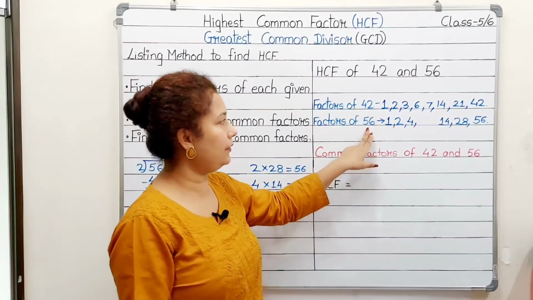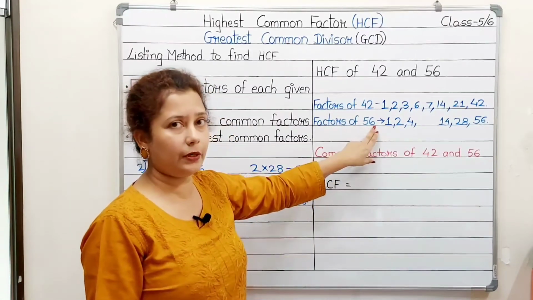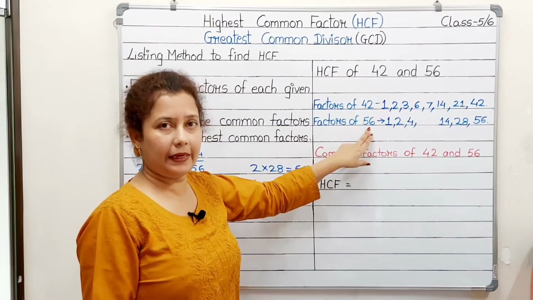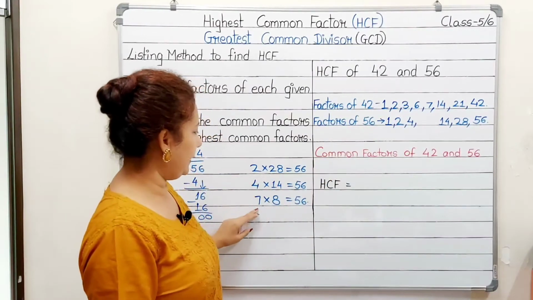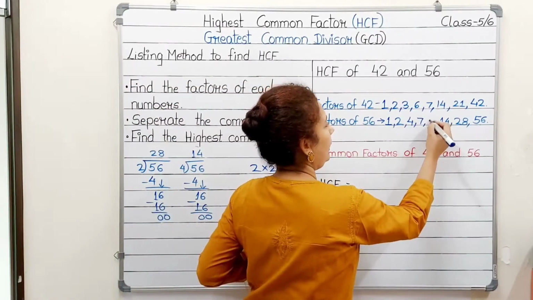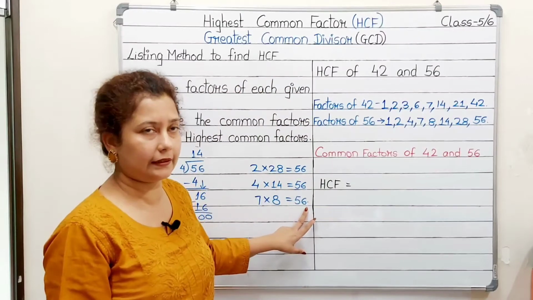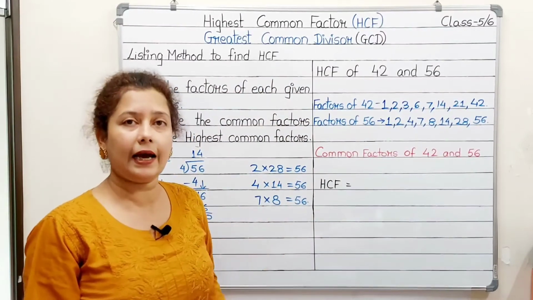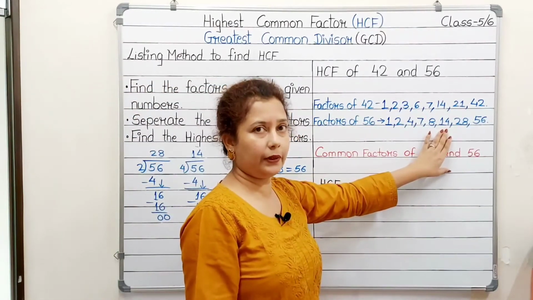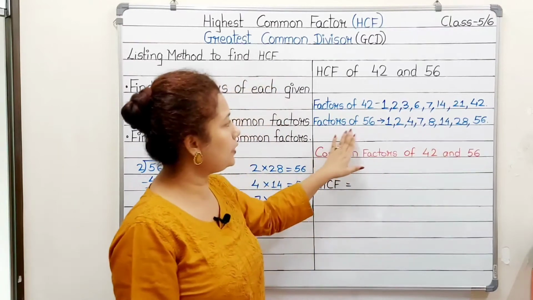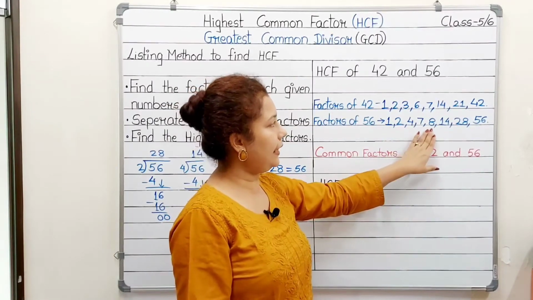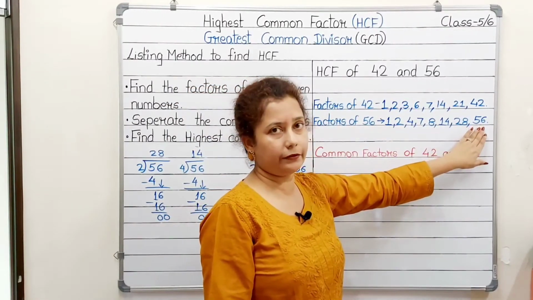Next, 56 is not divisible by 5 as 0 or 5 is not present at its ones place. 56 is also not divisible by 6. It is divisible by 7. We know 7 into 8 is 56. So 7 and 8 both are factors of 56. After that, it is not divisible by 9, 10, 11, 12, 13. Next number which divides 56 is 14, which we have already written. So the list of factors of 56 are 1, 2, 4, 7, 8, 14, 28 and 56.